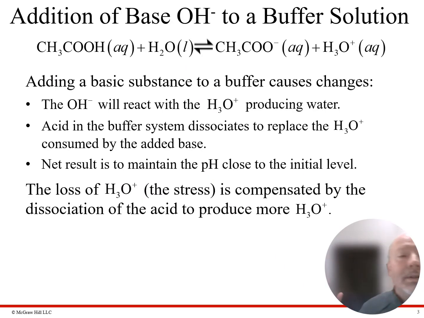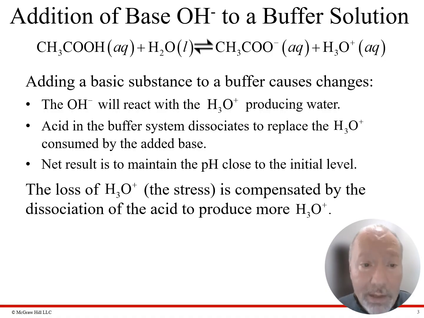So what happens to this buffer when we add base? What happens to this buffer when we add acid? Can we do both? Yes, that's the whole great thing about buffers. It can take additional strong acid, it can take additional strong base. Now, at some point, if you add too much acid or you add too much base, you will destroy the buffer, okay?